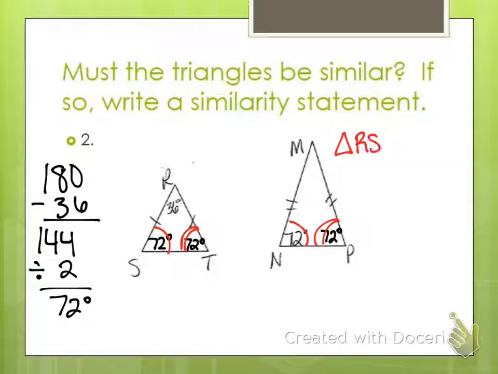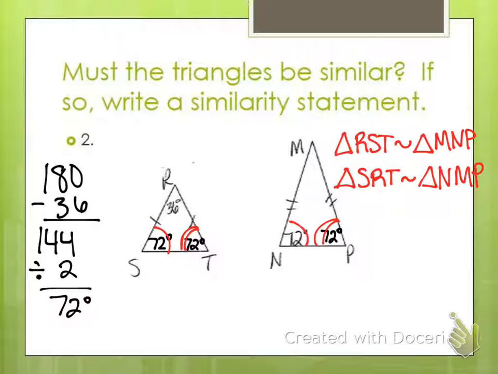RST, that works for me, is similar to triangle MNP. Now, if you wanted to name the first triangle differently, you would have to name the second one differently. So another option would be something like triangle SRT is similar to triangle, what order would we have to go in there? NMP. Okay, so we have options. There's more than one correct answer. You just have to have one of them.